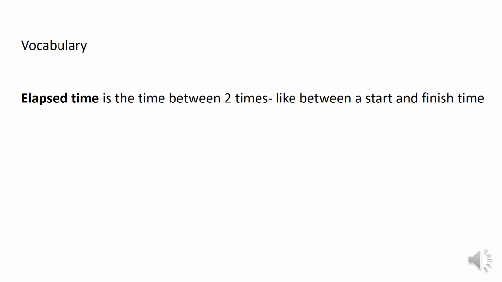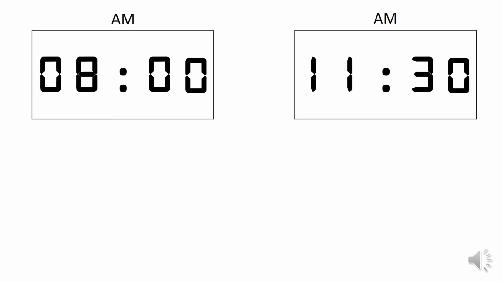Some vocabulary for today: elapsed time. This is the time between two times, like between a start and a finish time. This is what I mean. So we have two times here, 8 a.m. in the morning and 11:30 a.m. We're going to work out the time between these two times, so the elapsed time. I'm going to show you how to do it first.